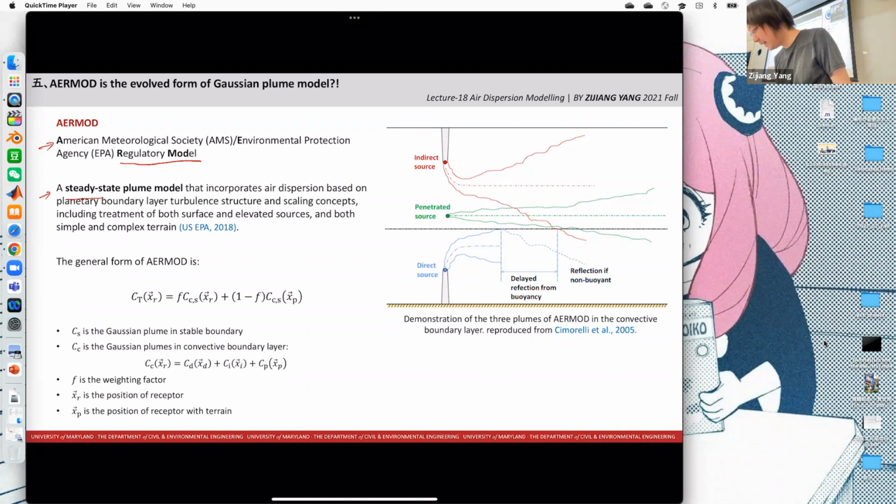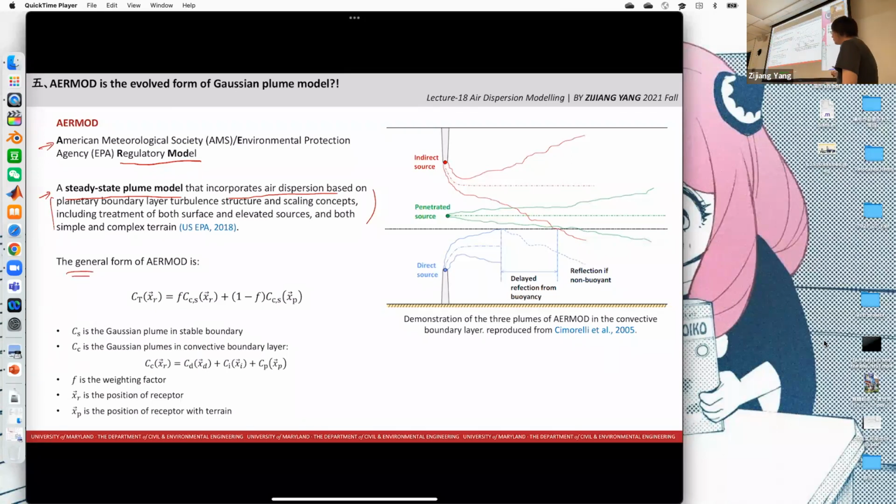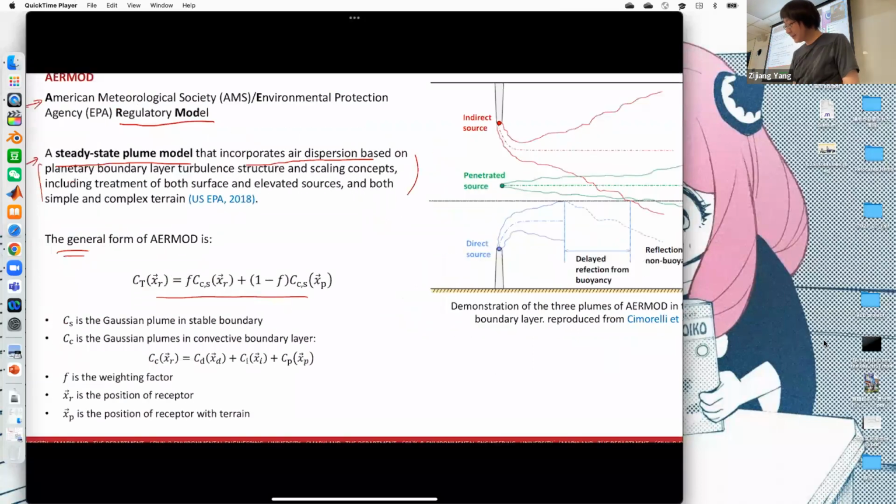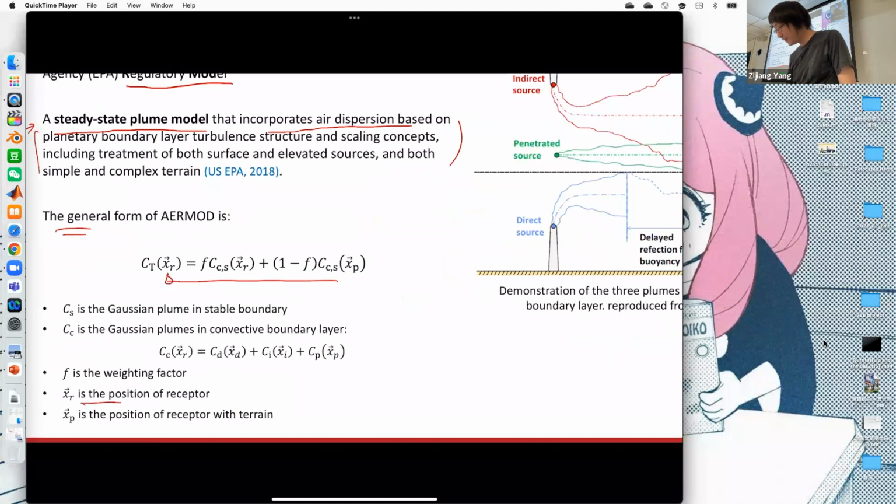This is a steady state model that incorporates the air dispersion based on the planetary boundary layer. I'm not going to read this. But we can see that the general expression of AERMOD is something like this. And the XR refers to the position of the receptor. So basically, this can be expressed as X, Y, and Z. And then we have this XP. So XP refers to the position of the receptor with the parent.